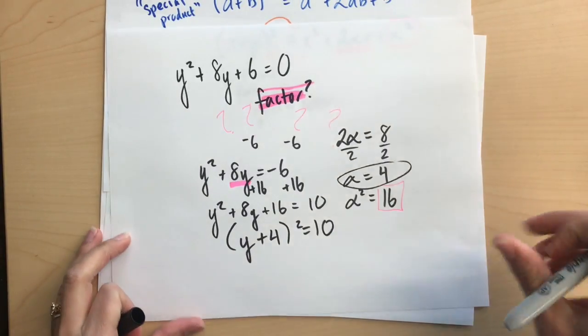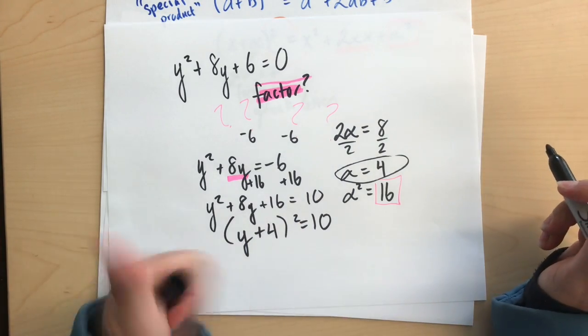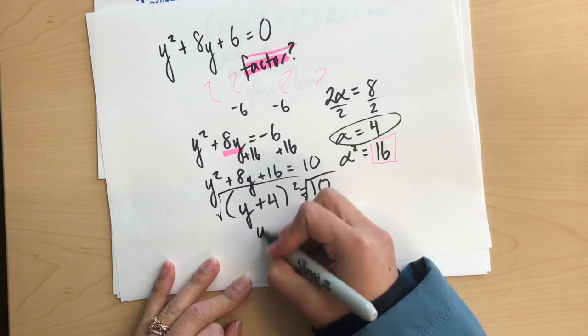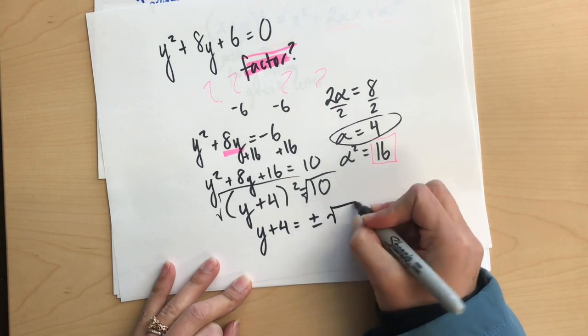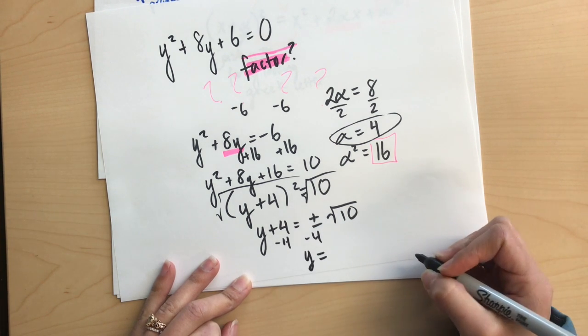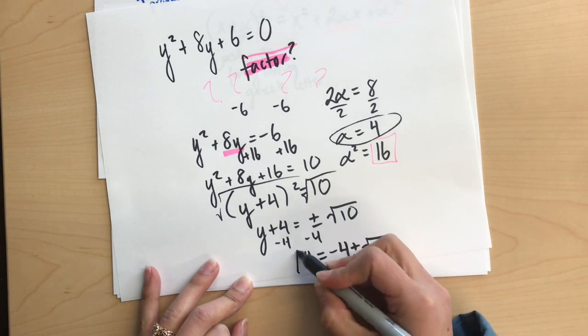I figured that out. So then I can factor this into y plus 4 squared, where 4 times 4 is 16, and 4 plus 4 is 8. So we're good to go. Awesome. Okay, now this is really easy to solve because all I have to do is take the square root of both sides. Y plus 4 is equal to plus or minus square root 10, and then I subtract 4 from both sides to finish solving for y.